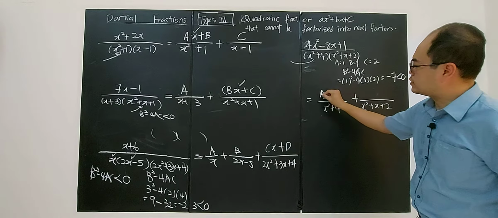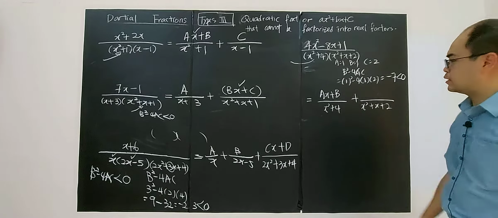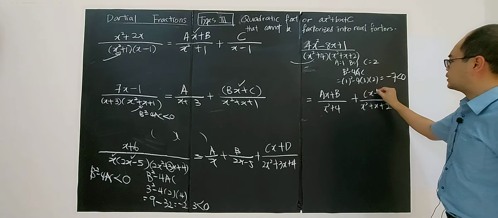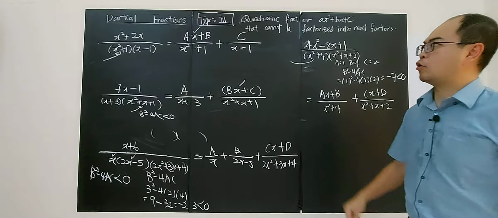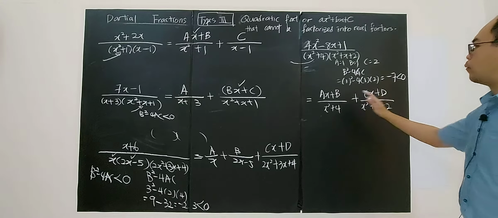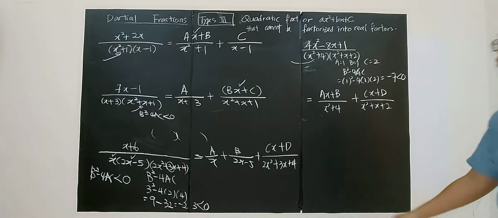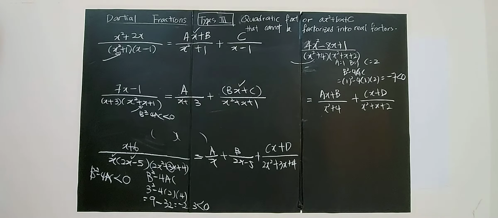So of course, if this is a quadratic factor, this one will be a linear factor, ax plus b, and this one will be cx plus d, right? I hope you understand what I mean. So this will be the suitable form to represent this partial fraction for this rational function. All right, in the same video, I'm going to teach you how to find the values of a, b, c and d if this is type 3 partial fractions.